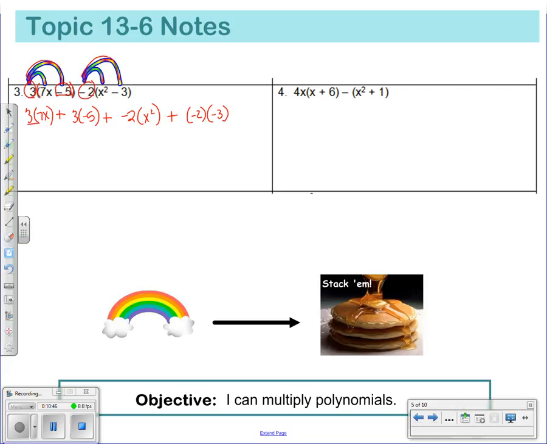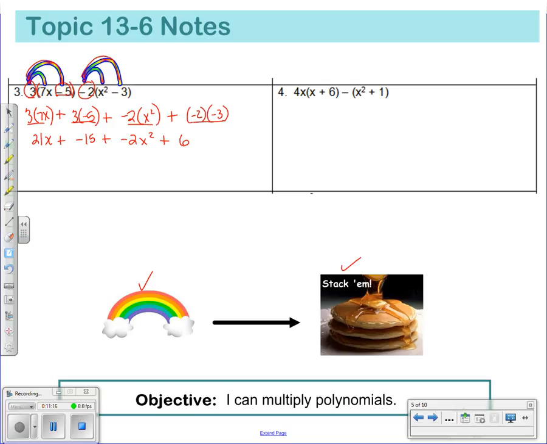Now let's simplify. 3 times 7, that's 21, and we have an x. Plus 3 times a negative 5, that's a negative 15. Plus negative 2 times x squared, that gives us a negative 2x squared. And then plus a negative 2 times a negative 3 is a positive 6. So we've taken care of the rainbow. Now let's see, can we stack them? Are there any things that can be combined?